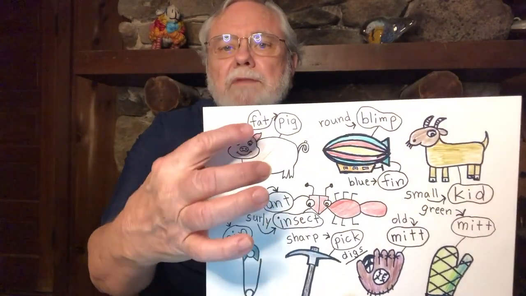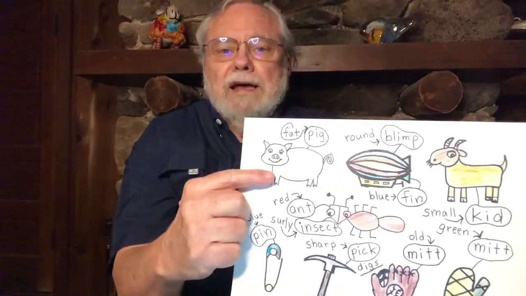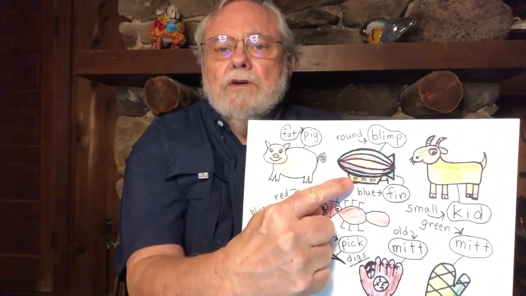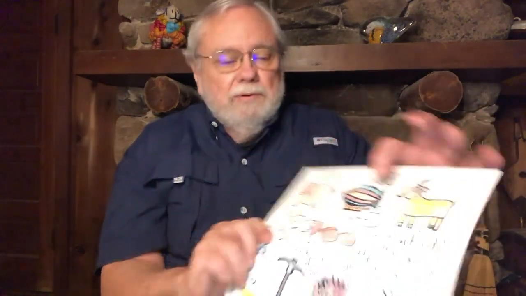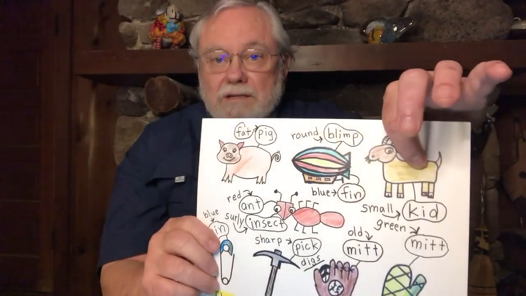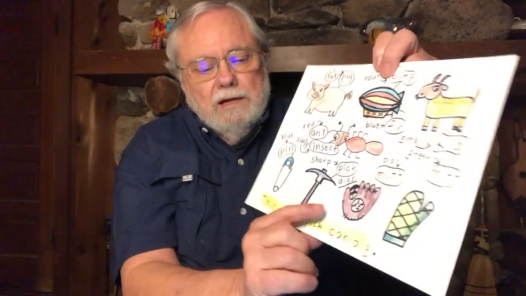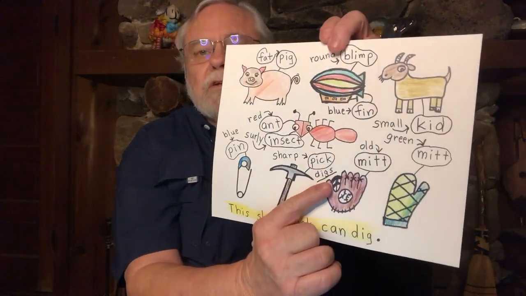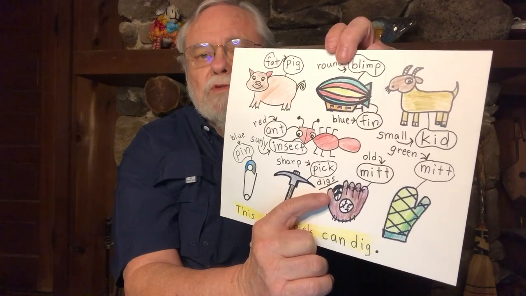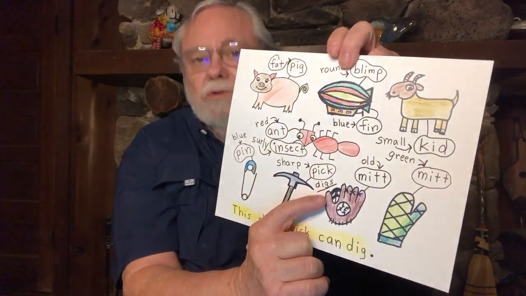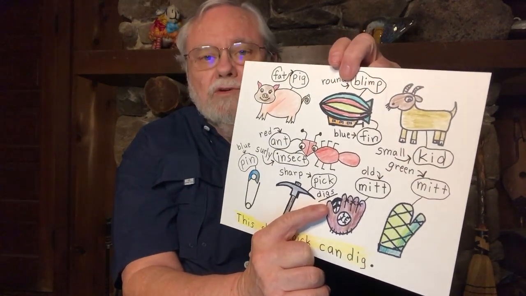So here's a pig, and I labeled my pig as a fat pig. And we drew a picture of a blimp, and I called my blimp a round blimp. And here was a kid, and I called my kid a small kid. Then we drew a picture of a pick that we use for digging, and I called it a sharp pick. And I also added the word digs. So we're going to start putting in more verbs, and verbs are words that name things you can do, and dig is one thing that you can do with a pick.